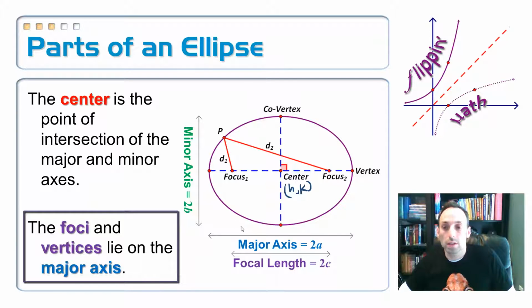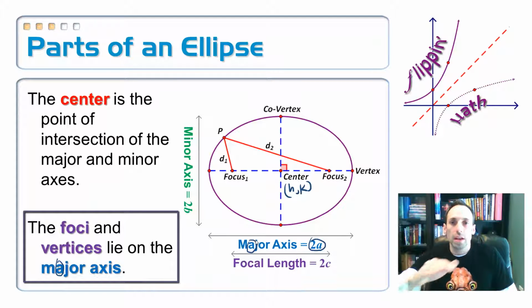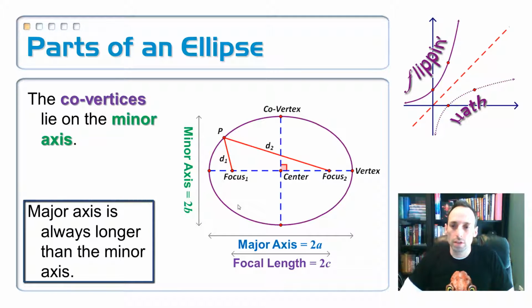Okay? And here, let me point something out. Notice that the word major has an A in it, and we know that the major axis, its length is 2a. It has an A in it. So the foci, the center, and the two vertices are always on the major axis, which is always the longer of the two axes, as you'll see right down here.